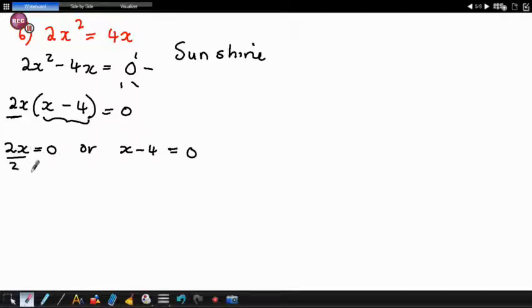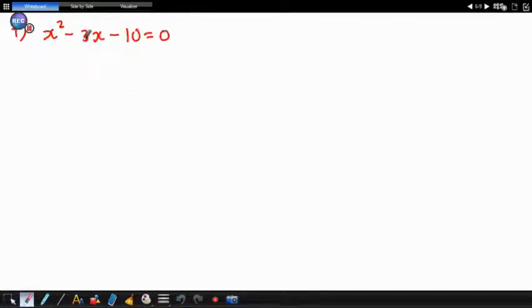So if I divide by 2 on both sides here, we'll have x is equal to 0. That's the first solution. And then x minus 4 is equal to 0. That means we'll have x is equal to 4. That's your second solution. Let's look at number 7.